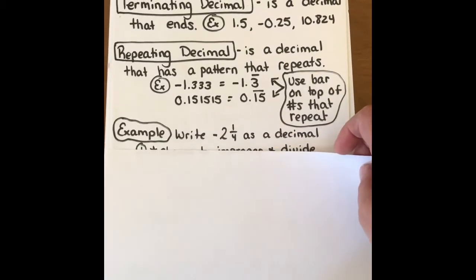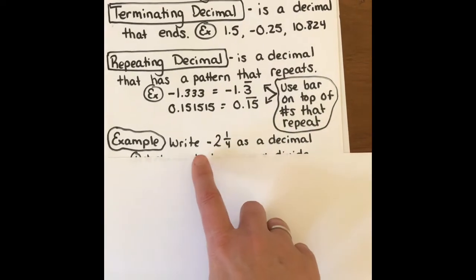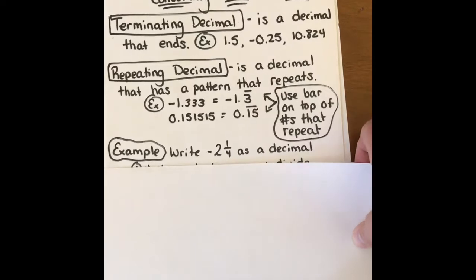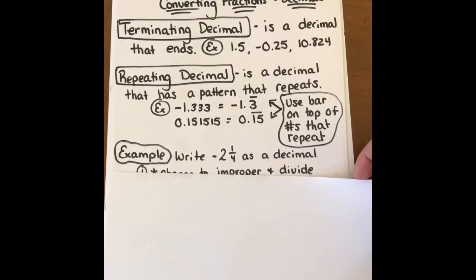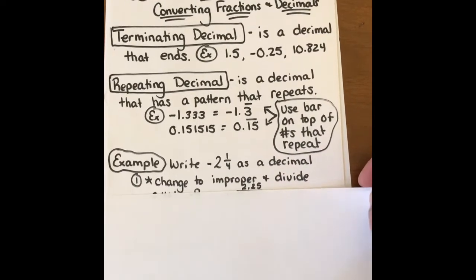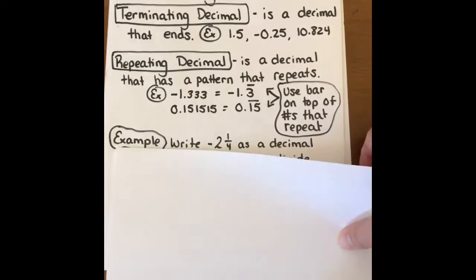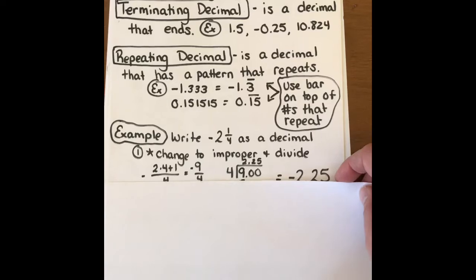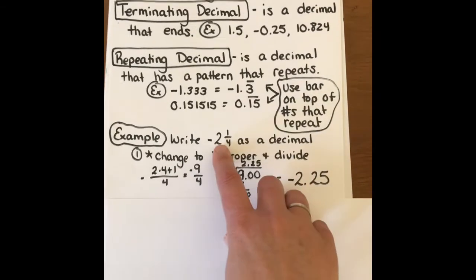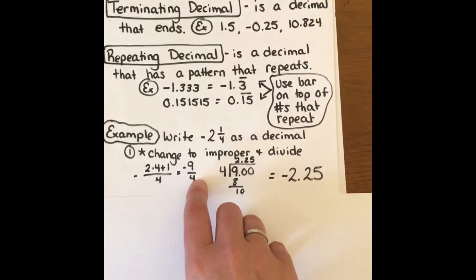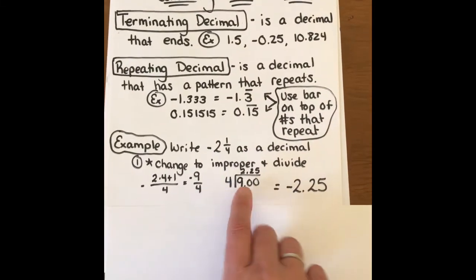Okay, let's look at an example. Write negative 2 1/4 as a decimal. I would first change it to an improper fraction. If you have a calculator, you can use it in this section. But change it to an improper fraction. So 2 times 4 is 8, plus 1 is 9, so you have a negative 9/4. And then you would divide that out.